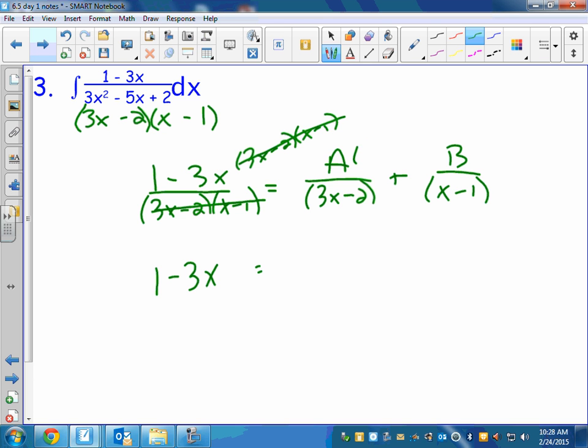Yes, dear? So it doesn't matter which one, right? It matters at the end which one you put back on top. But if you write a over x minus 1 and b over 3x minus 2, your answer is just going to be switched from mine, but it's going to be the same answer. It's just going to be in a different order. Does that make sense? So it just matters that at the end you go back and pay attention to which one you started out on top.